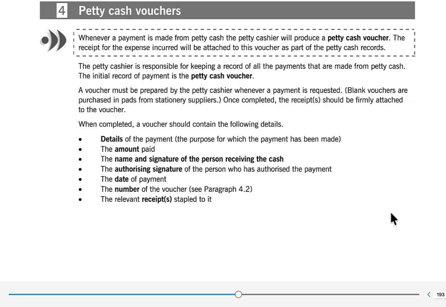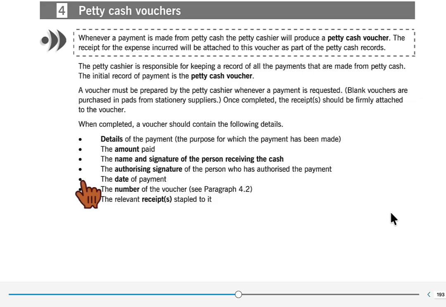4. The signature of the person receiving the cash. This signature is proof that the person actually received the money. It protects the business from arguments later. 5. The authorizing signature. This is the signature of the person approving the payment. In many cases, this will be the petty cashier, but if the payment is above the petty cashier's limit, then a supervisor or manager must approve it. This is how the business controls spending.